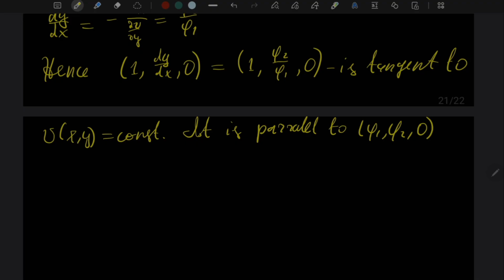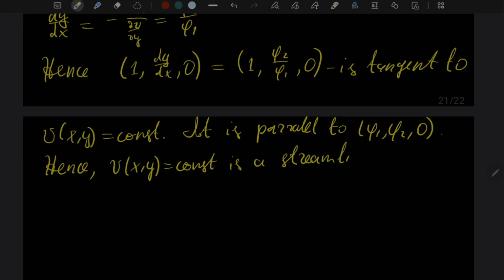And this vector is parallel to phi1, phi2, and 0. And this is called a streamline of V. And what does it mean? It is basically a path that is always parallel to the speed of V. So you can see it as a solution to a differential equation. I will show it to you, of course, in a visualization.